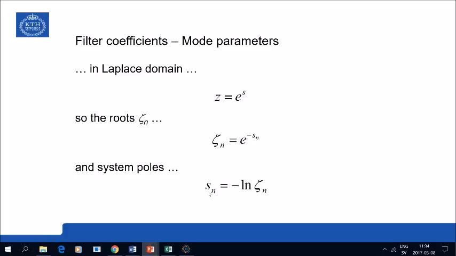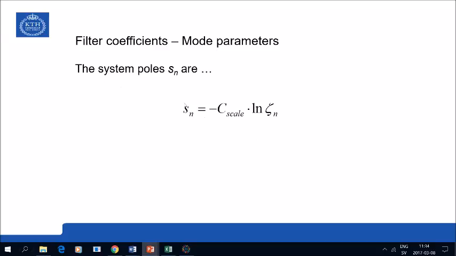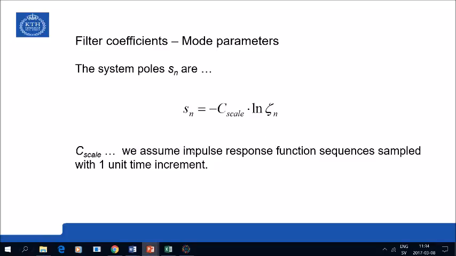Well, this is not completely true, because we have to multiply this with a scaling factor. So where does this scaling factor come from? Well, it is because in the processing of our filter functions, we have assumed that the impulse response function sequence is sampled with 1 unit time increment. In physical terms, with 1 second time increment. But this is not true in an actual measurement.